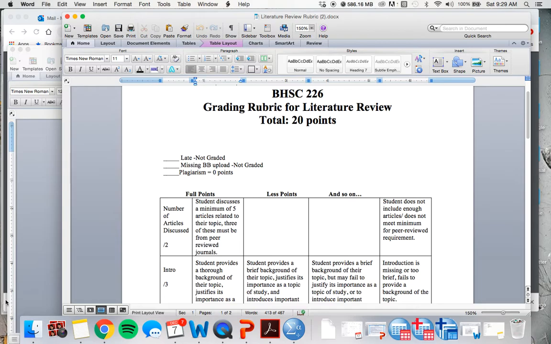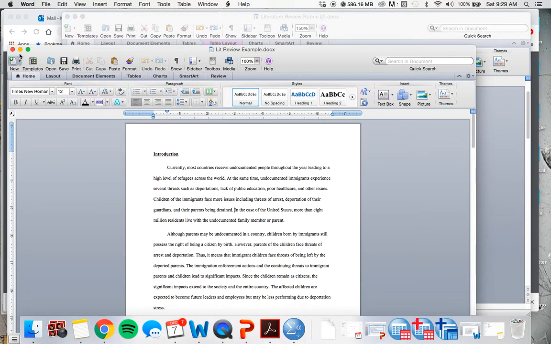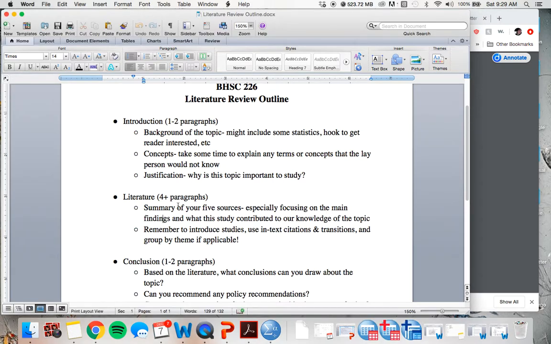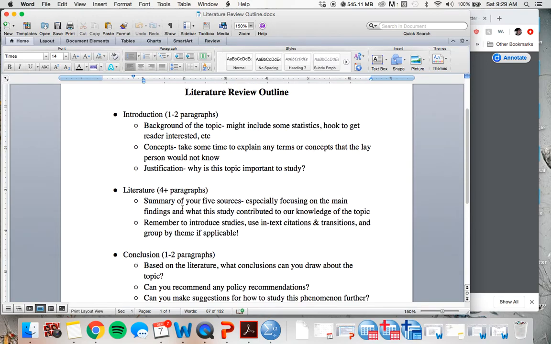I want the outline. Oops. Here we go. Here's the outline. So this is worth 20 points. Okay. The introduction is 1 to 2 paragraphs giving a little bit of background on the topic. It could include some statistics or a hook to get the reader interested. Any concepts that you need to explain, right? If I don't know the term, then you should explain that concept there. And a little bit of a justification. Why is this topic important to study, right?